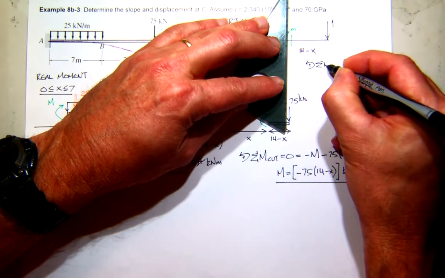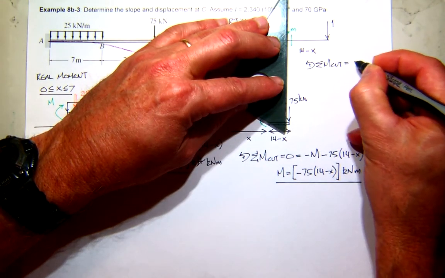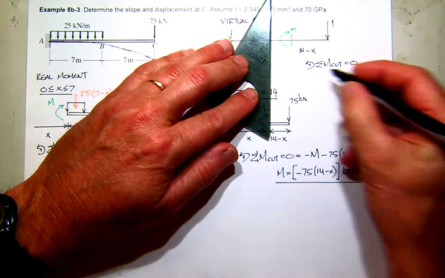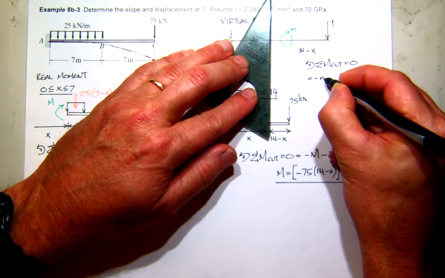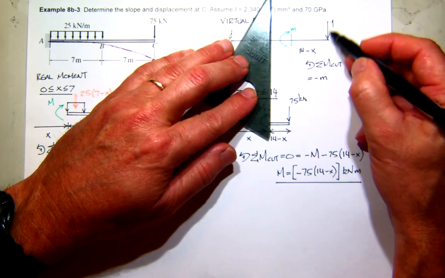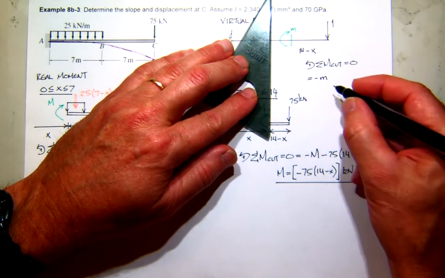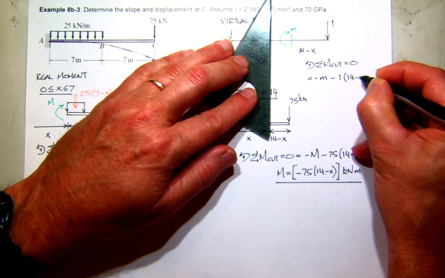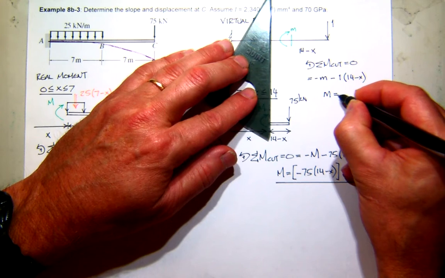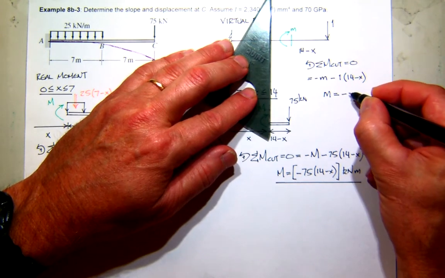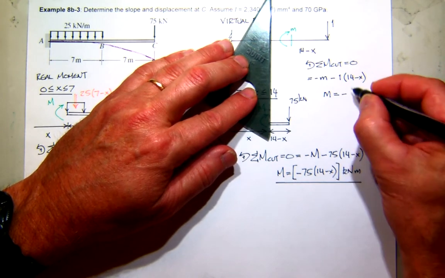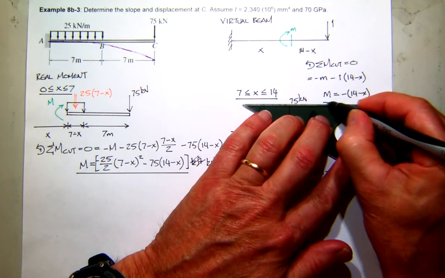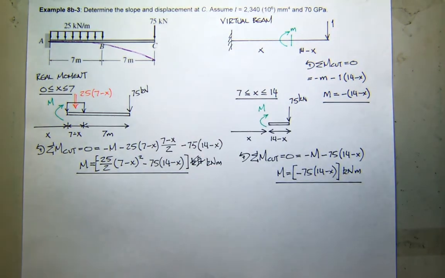and summing moments at the cut, what do I get? My internal moment is positive or negative? Negative. The moment produced by the virtual load about the cut is negative. And that'll be 1 times the distance. So the virtual moment everywhere is minus, let's see, just leave it like that, minus 14 minus x. So there's all the pieces I need.